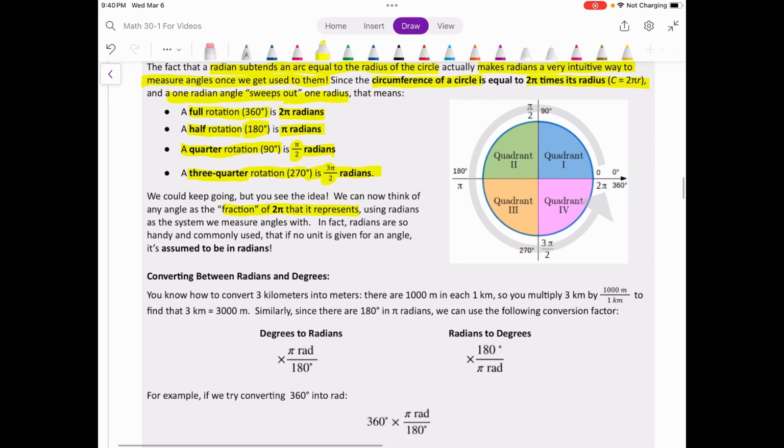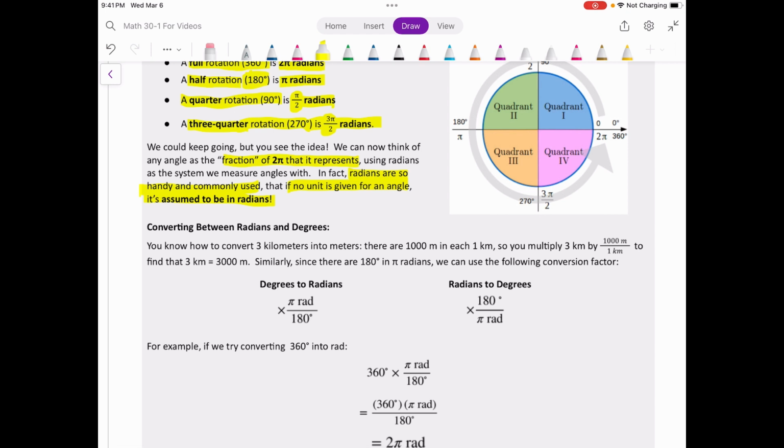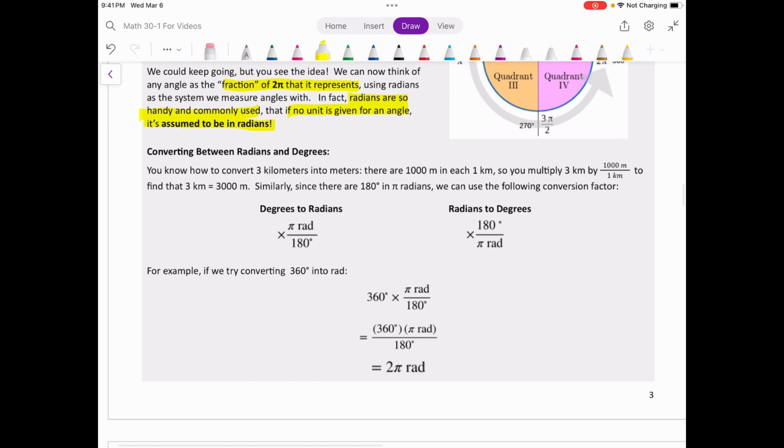So using radians, radians are so handy and so commonly used. Again, in your university math courses, degrees don't really come up that much because radians are the most commonly used way, okay? If no unit is given for an angle, it's actually assumed to be in radians. So if you're ever working on a practice question and there's no unit given for the angle, that means it's in radians, because we default to radians in the world of math, okay? So how do we convert between radians and degrees? Because again, they're just two different ways of measuring the same thing.